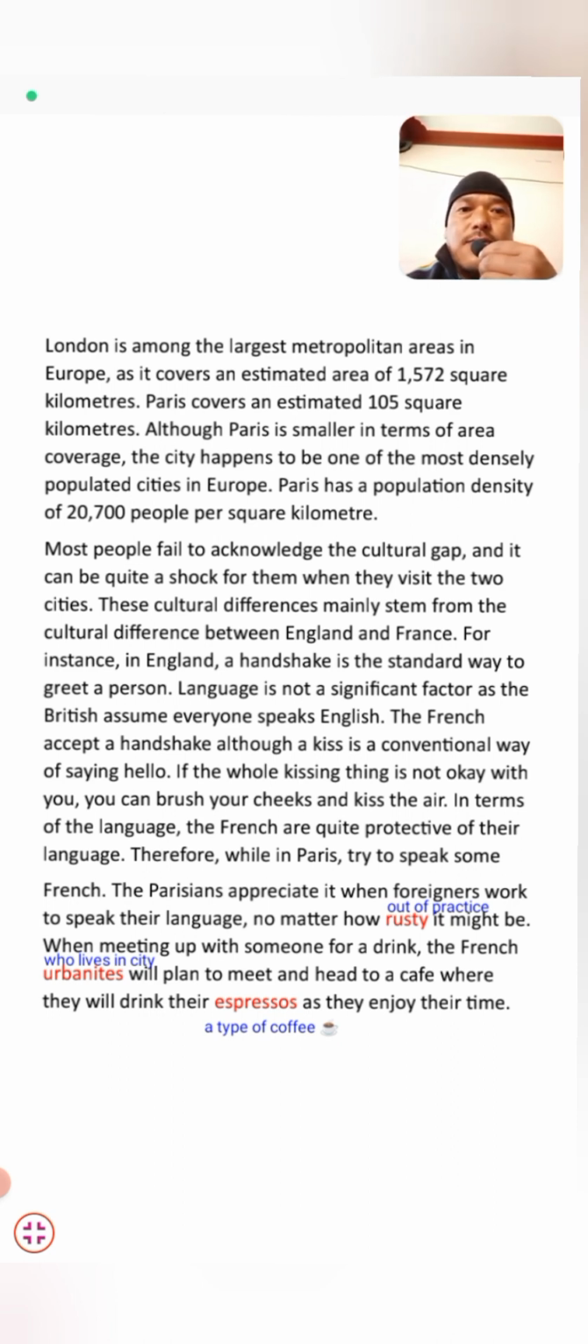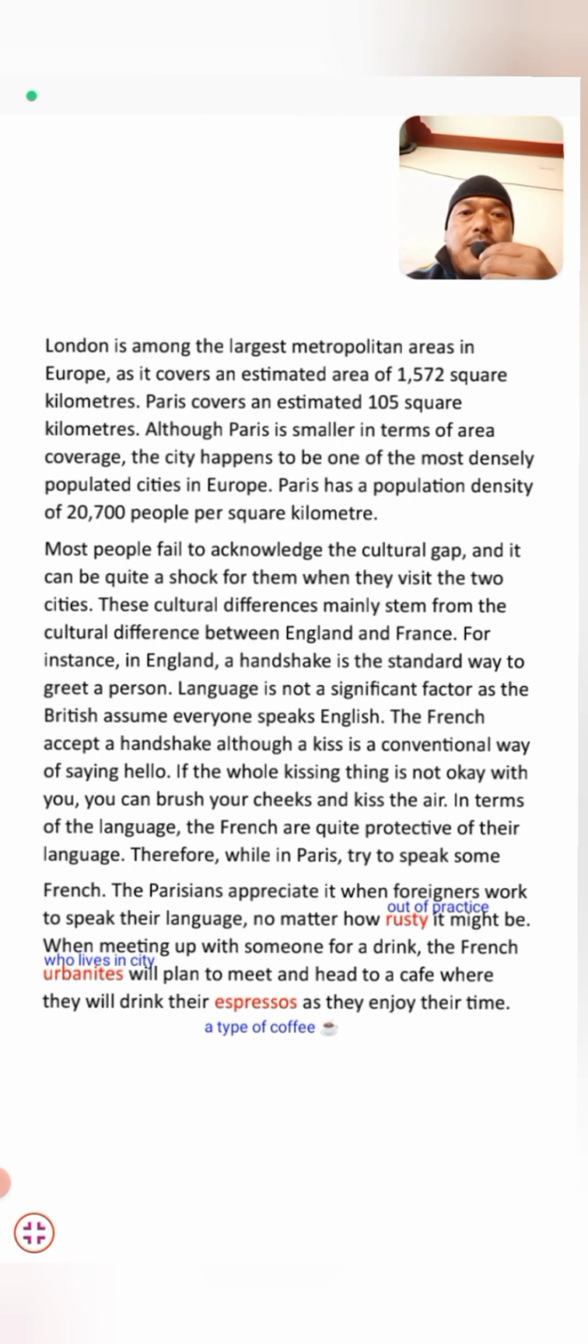Students, we have discussed the comparison between area and population, where in terms of area, London is far ahead of Paris, and in terms of population, Paris is far ahead of London. Paris has more than 20,700 people per square kilometer.